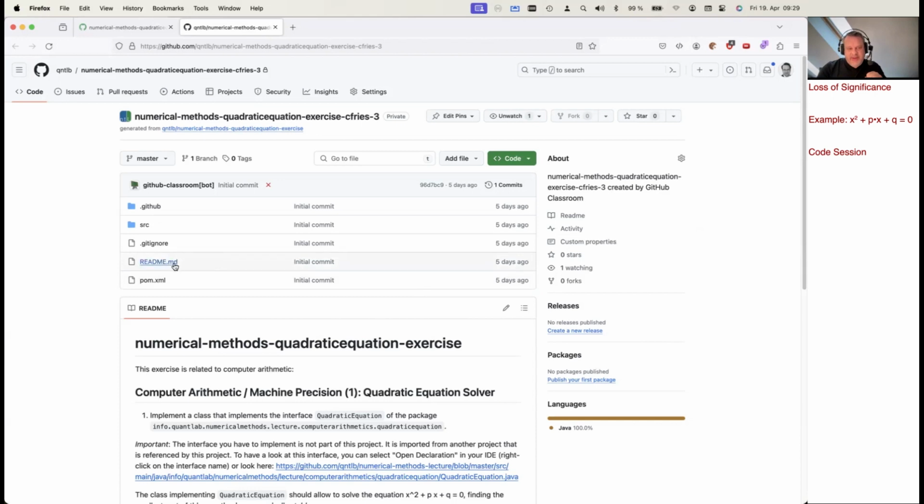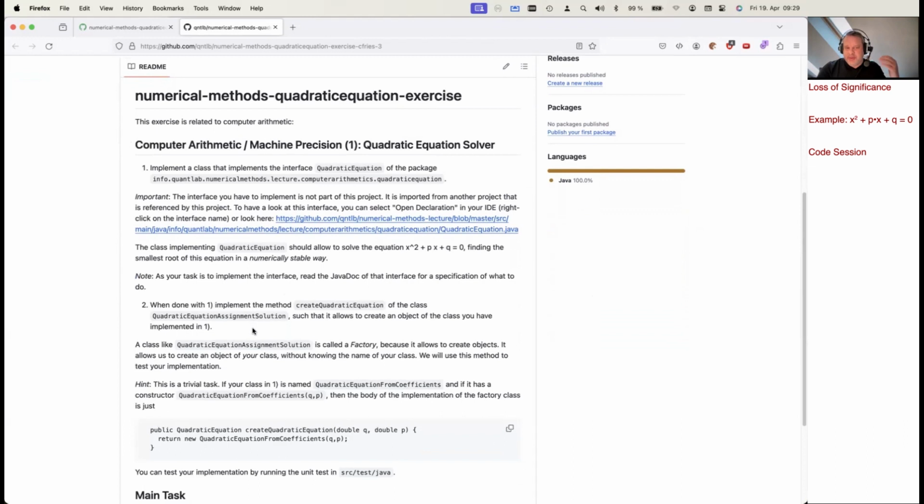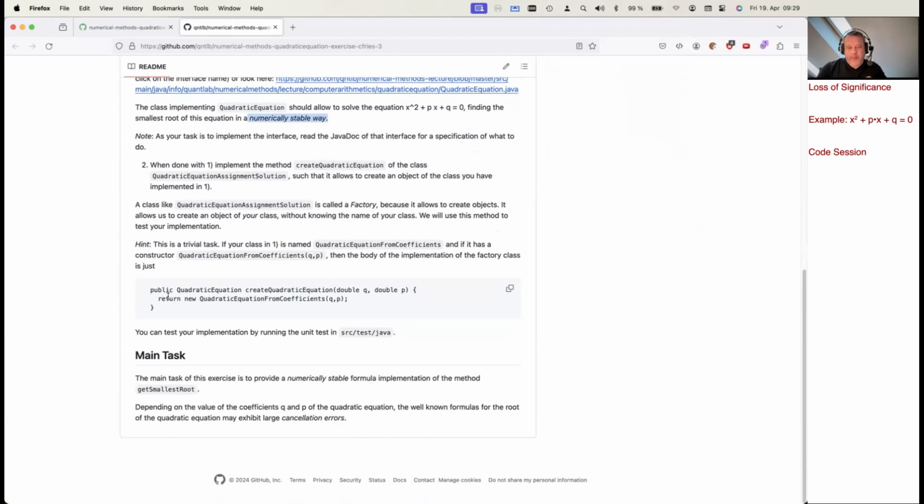In all these assignments, there's a README file, which is also printed here, which describes what you should do. So here you should implement a generic class that solves these quadratic equations in a way such that it is always providing you a good solution. So it should maybe choose which of the two ways it takes to calculate the solution. So you should calculate it in a numerically stable way.